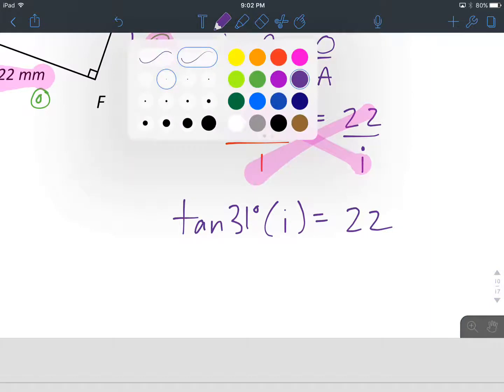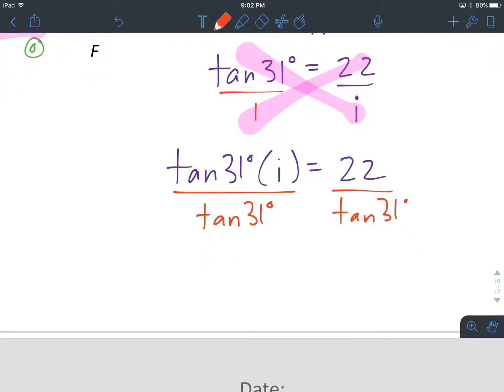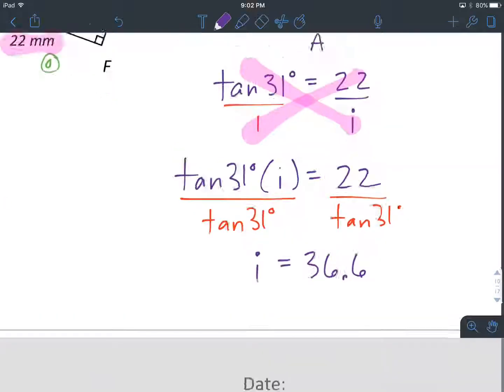How do we get our variable alone? Currently it's being multiplied by tan of 31 degrees. We undo that by dividing both sides by tan 31 degrees. This is now what I'm going to type into my calculator. I have little I is equal to, and I type in 22 divided by the tangent of 31 degrees, and that equals 36.61, so 36.6, and this is millimeters this time.